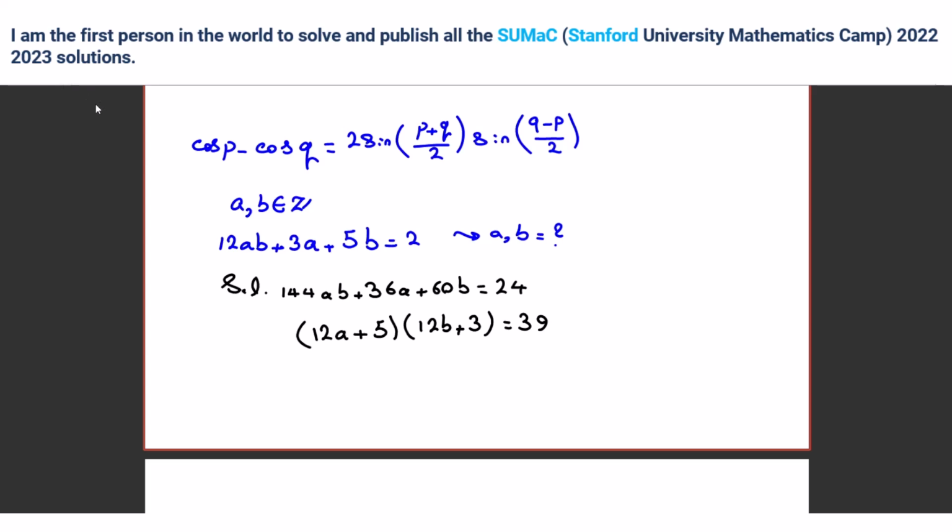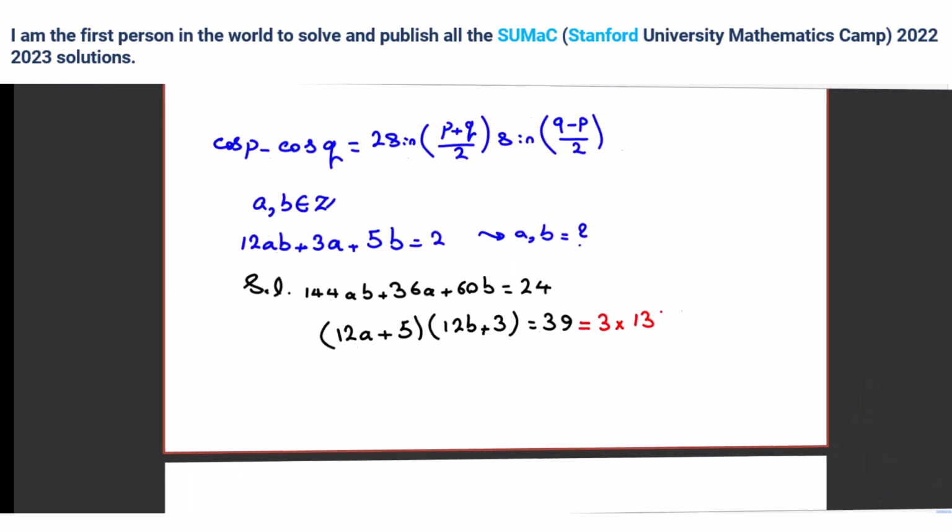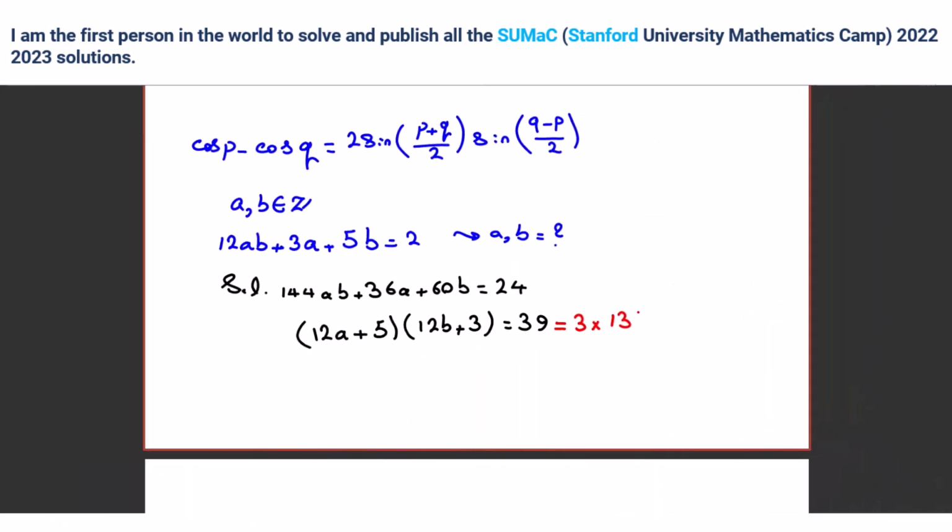So what are the answers? It should be 1 times 39, 3 times 13, 13 times 3, and 39 times 1. So a and b are integers, so this is not... Wait, all is not good. Yes, also minus 40. All of them are not good, because look, this is 5 mod 12, right? Right, 5 mod 12.